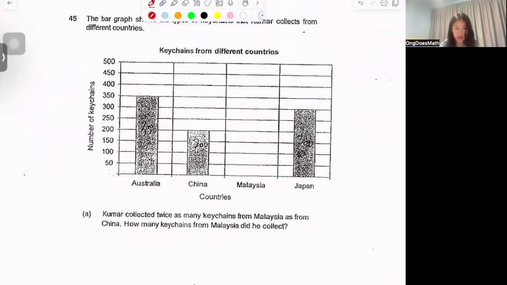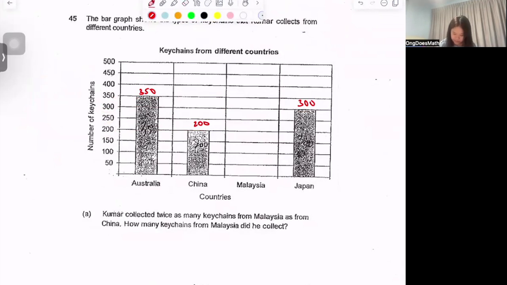So whenever we see a bar graph, we need to label it. So let's do it for Australia first. So this is 350. This guy over here is 200. This guy over here is 300. Good.